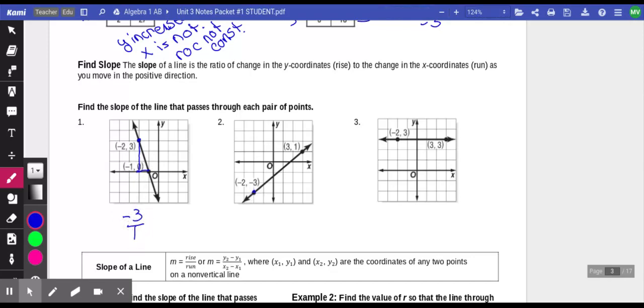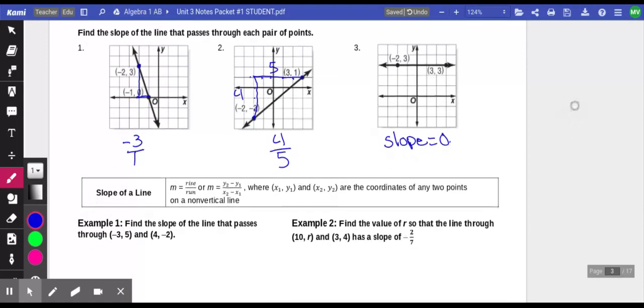Again, I pick left to right. I draw the step. And here I went up 4 and over 5. So that has a slope of 4 over 5. This line is flat, it's horizontal, and horizontal always has a slope equal to 0.